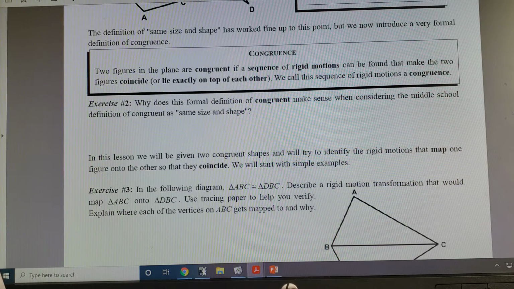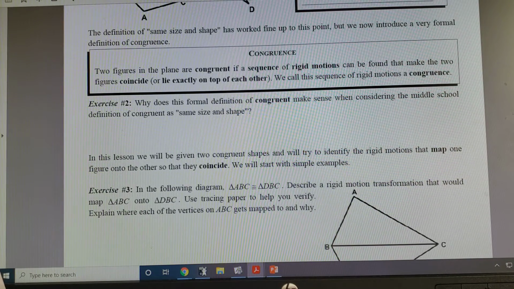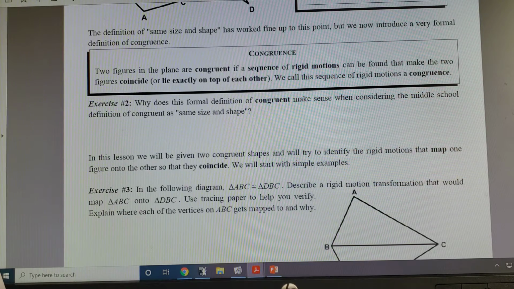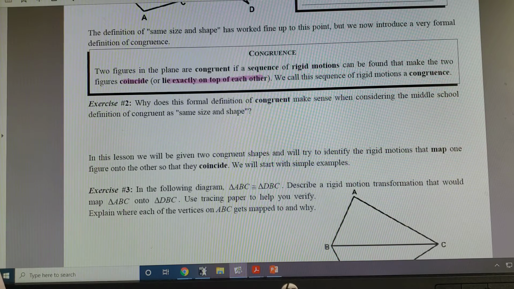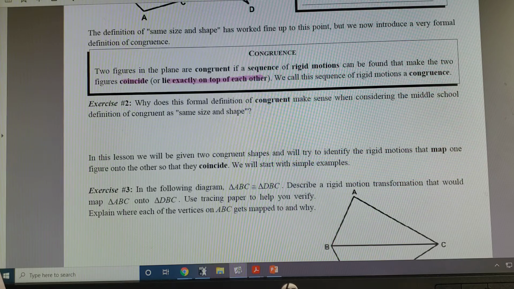Congruence. Here's a formal definition. Two figures in a plane are congruent if a sequence of rigid motions can be found that make the two figures coincide. I've used the phrase coincide a lot. It means they lie on top of each other. Do you want to highlight that or no? It's up to you. Okay. So when you flipped over your tracing paper and made the triangles fall on top of each other, that was coincide. We call this a sequence of rigid motions of congruence.